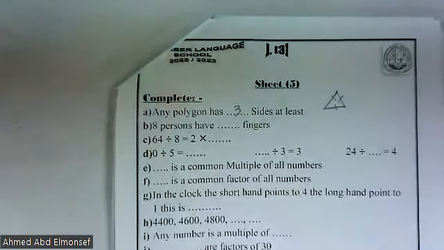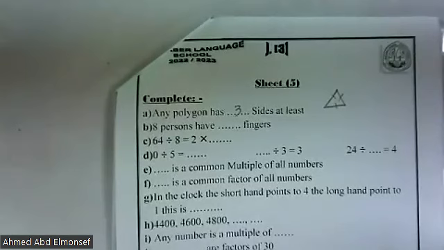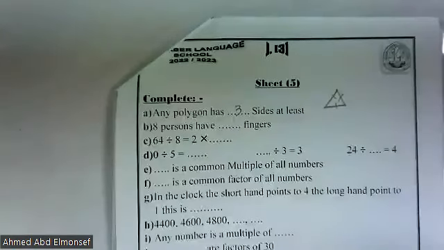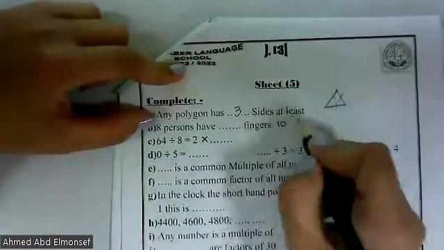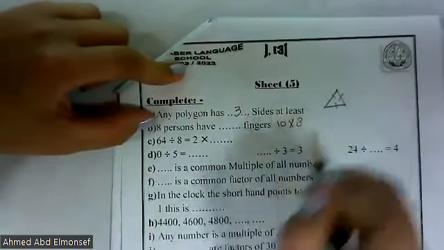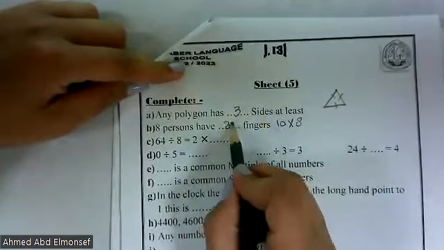Okay. 8 persons have how many fingers? Let's think with each other. One person has how many fingers? Each person has 10 fingers, right? They are 8, so 10 times 8 equals 80, right?